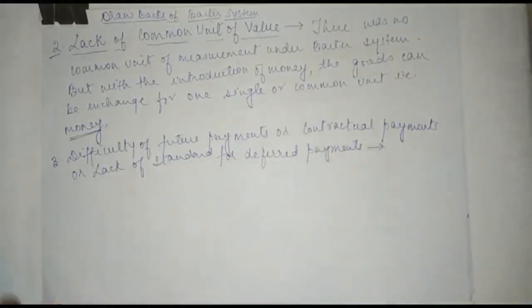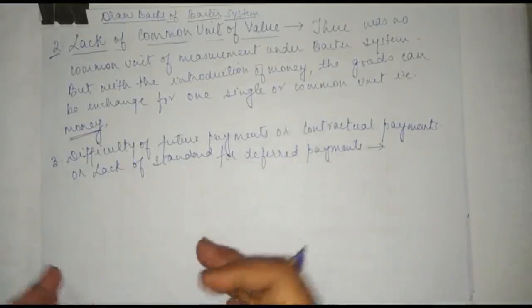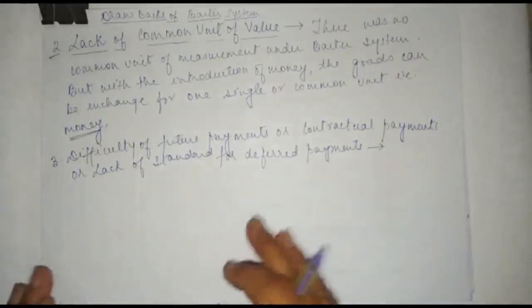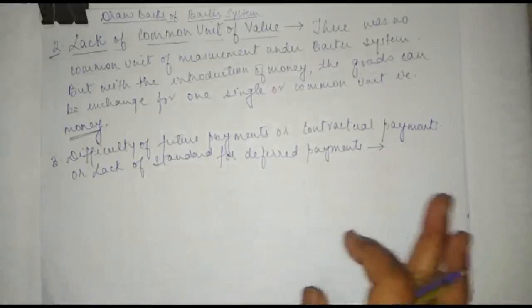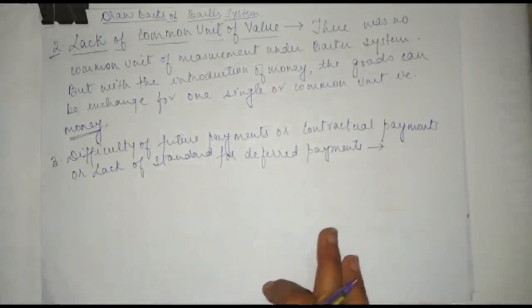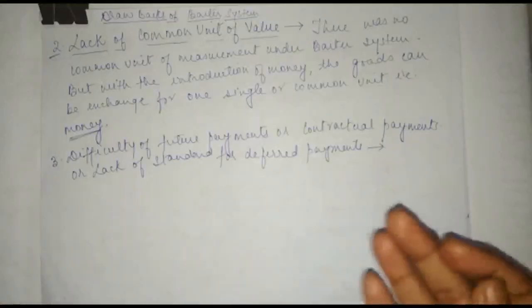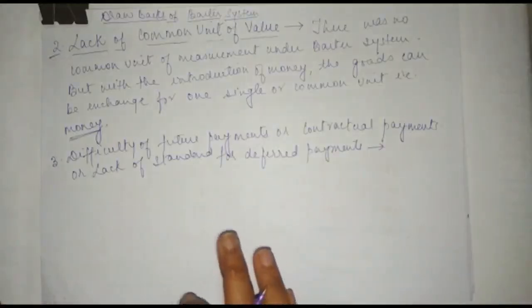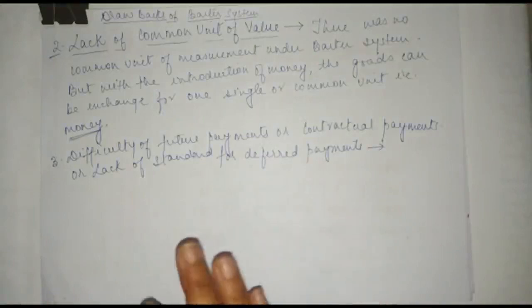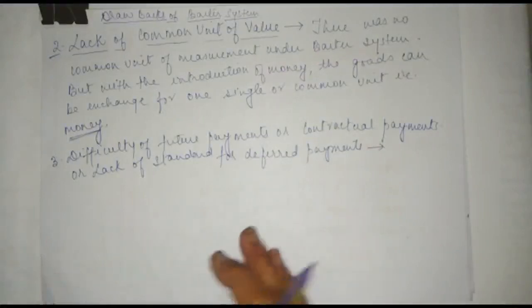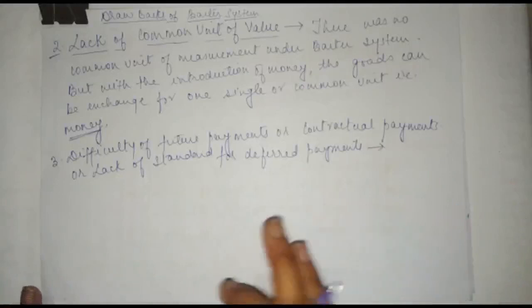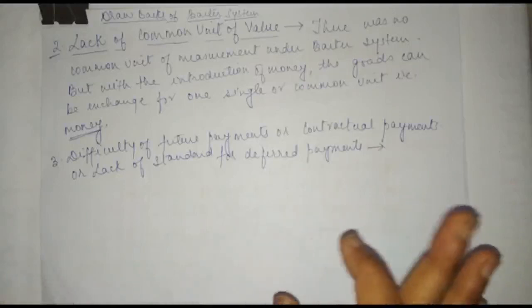What does it mean? It means that making payments in future with the help of goods was very difficult. But with the help of money, you can easily make payments in future. Any payments you want to make in future, you can easily make with the help of money. But if you want to make a payment in future with the help of goods, it was very difficult.